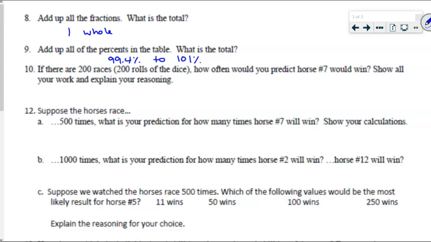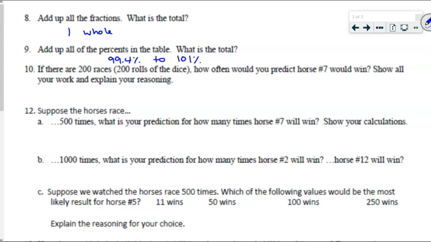Suppose there are 200 races. That's 200 rolls of the dice. We stopped at 30 races. So if there's 200 races, use your experiment, use your theory. How often do you think that number 7 horse would win? Show all of your work and explain all of your reasoning.